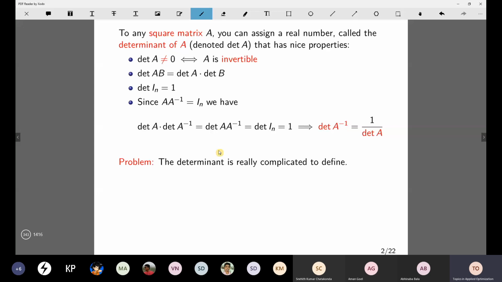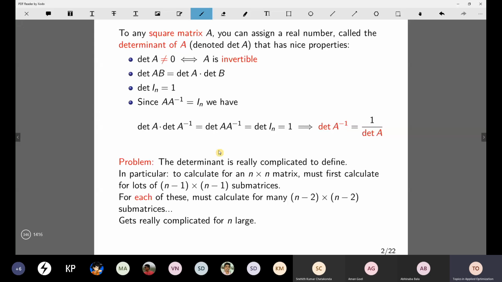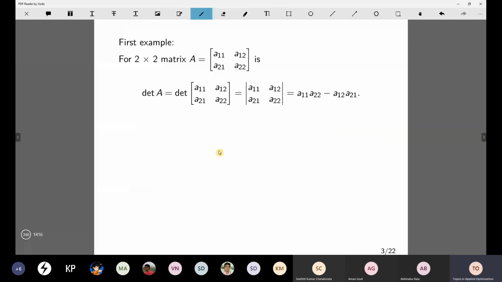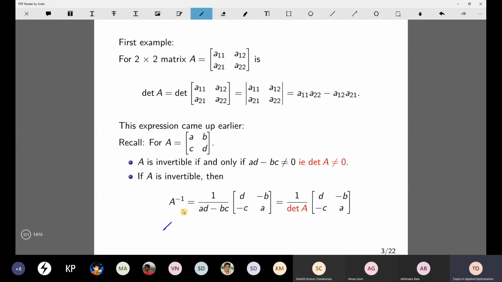So the determinant is really complicated to define, actually. If you recall the determinant formula for 2 by 2, the determinant that we know from high school is like this, so this minus this. So A11 A22 minus this. So we can compute the determinant. So A is invertible if and only if, in the 2 by 2 case, AD minus BC is not equal to 0. And the inverse in that case, we know from high school, this is how it is found, and we can explicitly multiply and check that this is indeed the inverse of A.